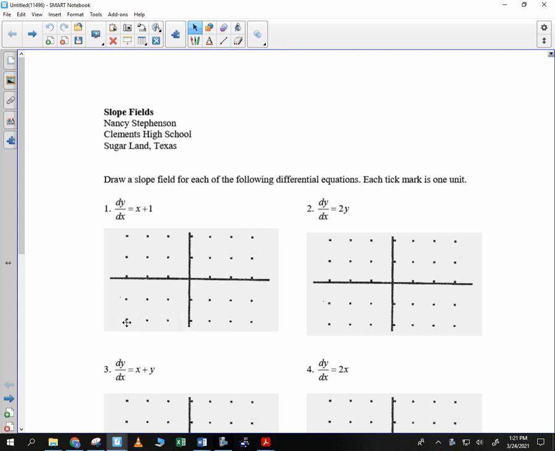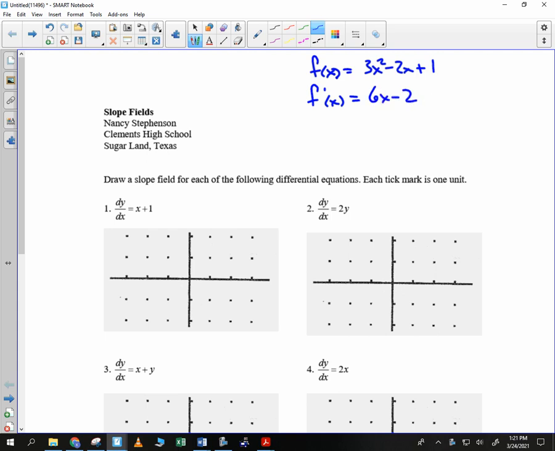Okay, if you notice, here we are given what is referred to as a differential equation. A differential equation simply means that it's a derivative, and derivatives tell us about slope. So for example, if I have f of x is equal to, say, 3x squared minus 2x plus 1, who could tell me what f prime of x is? 6x minus 2. And that works well because it is, in fact, a function, right?